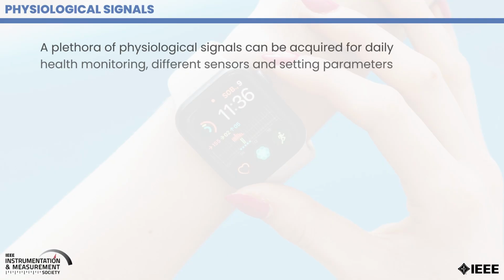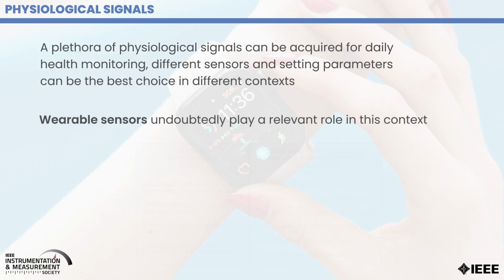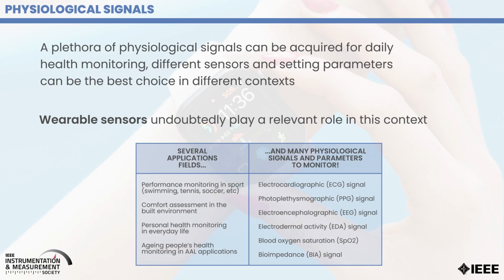Depending on your objectives, different sensors could be applied to you. If we consider physiological signals, there are a plethora of sensors available today for continuous real-time acquisition, and they can be exploited in different contexts with different requirements. Indeed, there are several application fields, from sport performance assessment to personal monitoring, through comfort assessment and applications in the context of ambient assisted living.